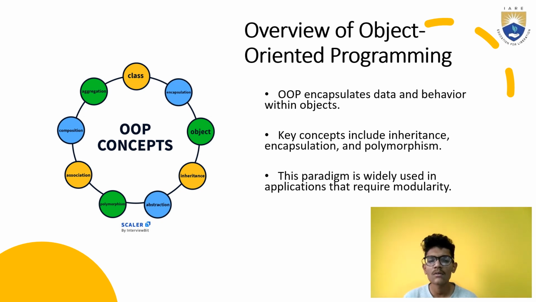The overview of object-oriented programming. Object-oriented programming encapsulates data and behavior within objects. Key concepts include inheritance, encapsulation, and polymorphism. This paradigm is widely used in applications that require modularity. Object-oriented programming concepts are classes, objects, encapsulation, inheritance, abstraction, polymorphism, association, composition, and aggregation.